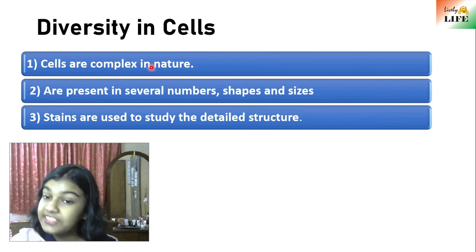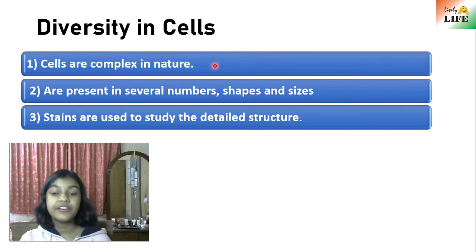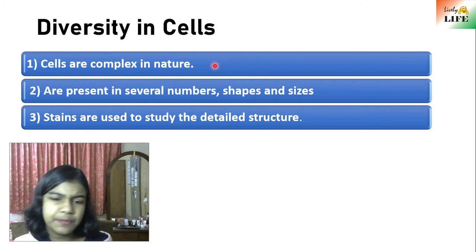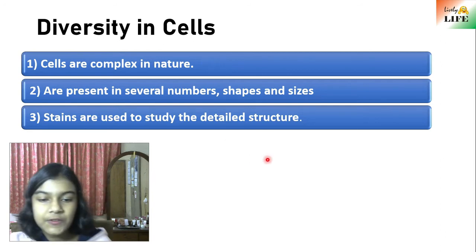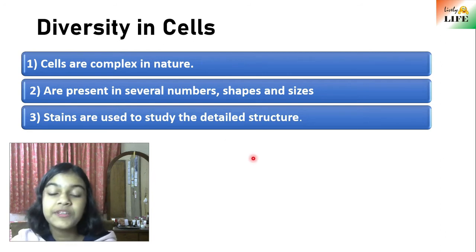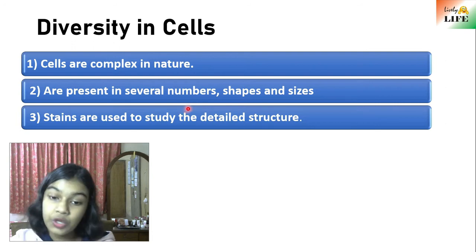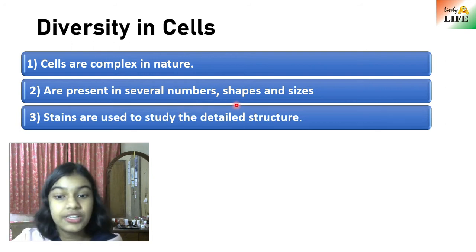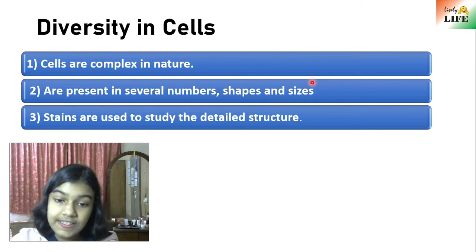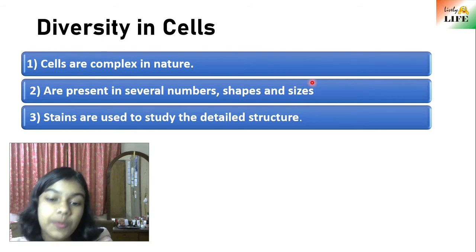Cells are complex in nature. They are really complex. They're present in different shapes. They're not only present in box-like shapes, they are present in different shapes. Yes, they are present in several numbers, shapes, and sizes. There are a lot of cells in our body, right? We will not be able to count. It is uncountable. Shapes and sizes. Yes, sizes also vary. How small they are.